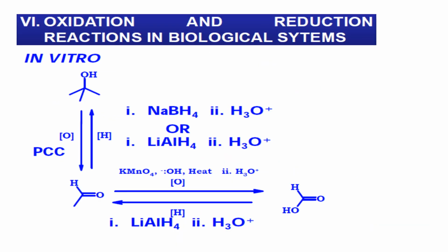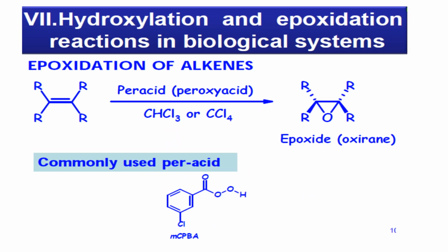Decarboxylation role also. So oxidation and reduction reactions can also take place by using different reducing agents like sodium borohydride, lithium aluminum hydride, and potassium permanganate. These can all be used as reducing agents in vitro, but inside the cell we have different reducing agents like NADPH and NADH that can be used as reducing agents.